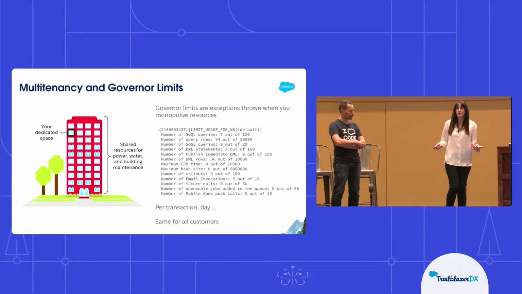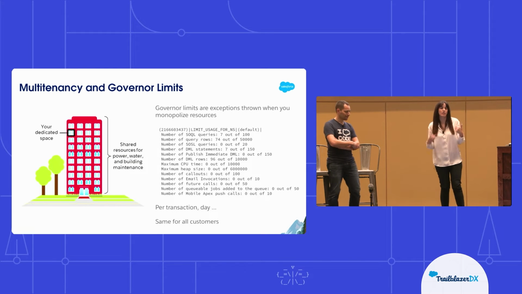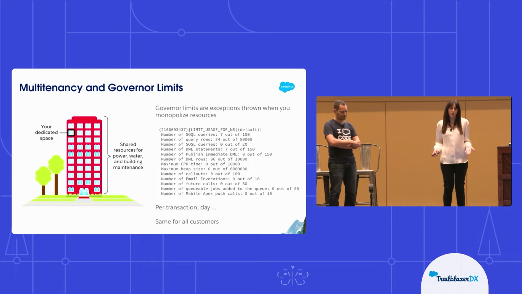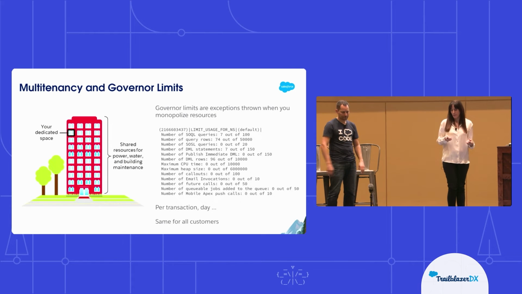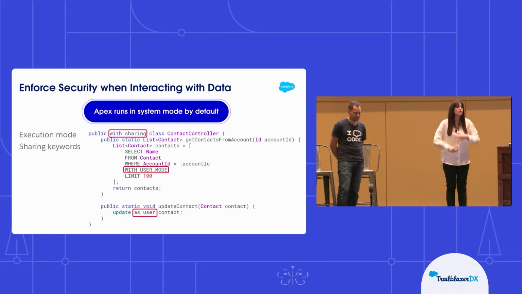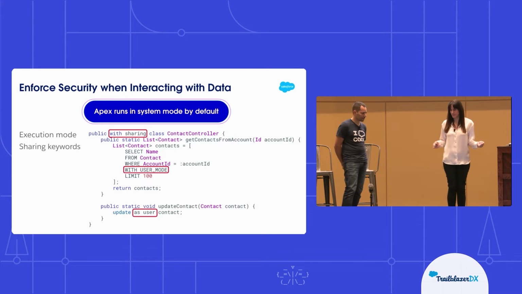For some people, this is a problem or something that they don't like, but I can tell you that governor limits make you a better developer because you need to write much more performant code, and you need to really invest time in checking that and writing code that is cleaner. And they are the same for all customers. There's no way to get rid of governor limits.